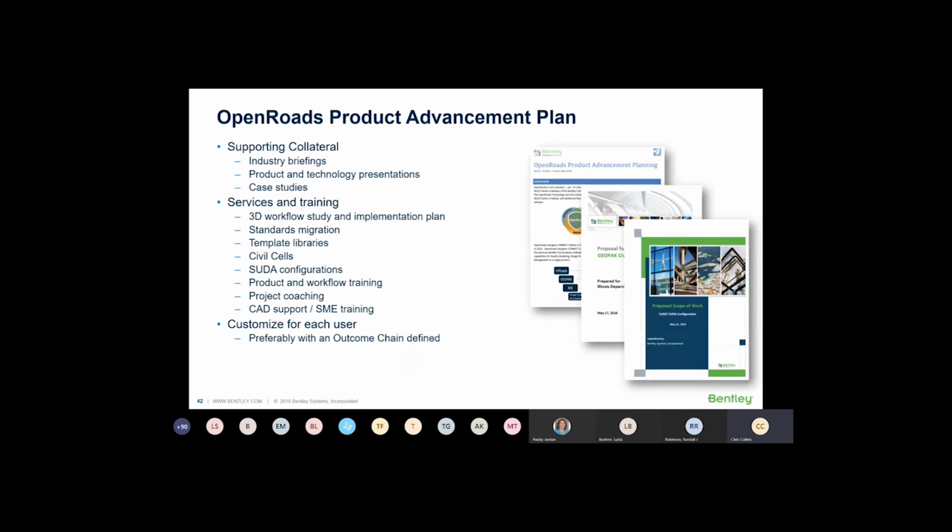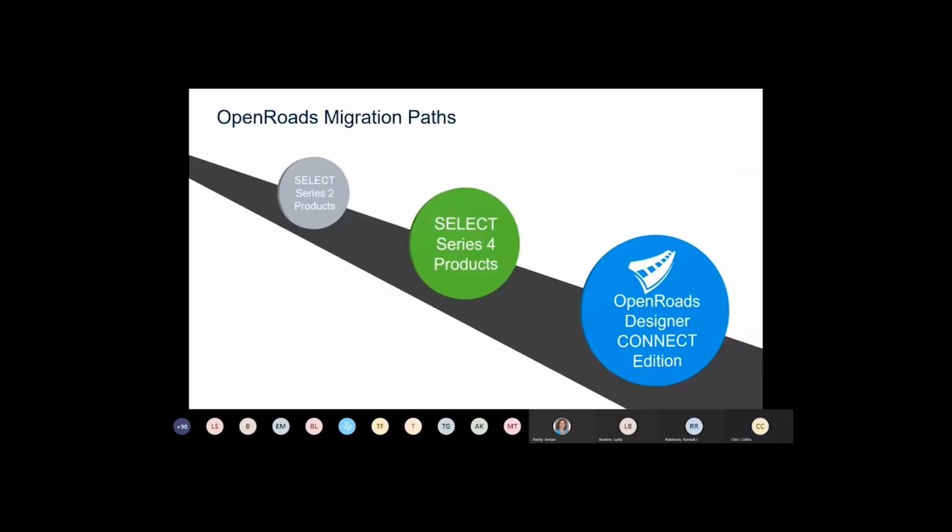Product plan advancements, OpenRoads product advancement plans. We have lots of supporting collateral. As a matter of fact, we go into an agency, we assess where they're at, look at what they had that they wanted to move forward, do some presentations, have meetings with everybody, and then we define these advancement plans. And then the next step would be to initiate these.